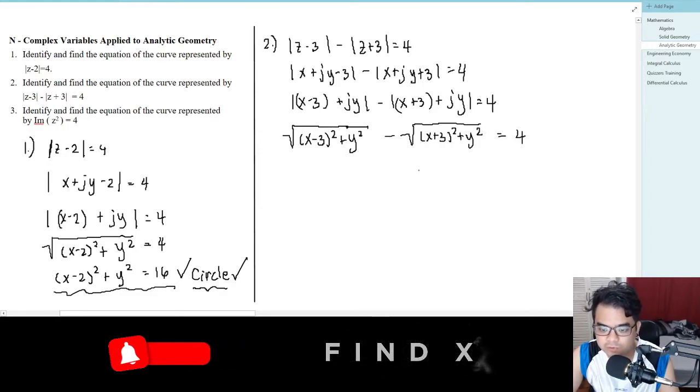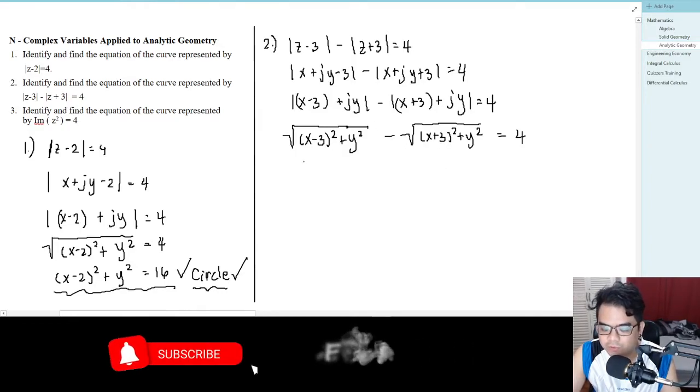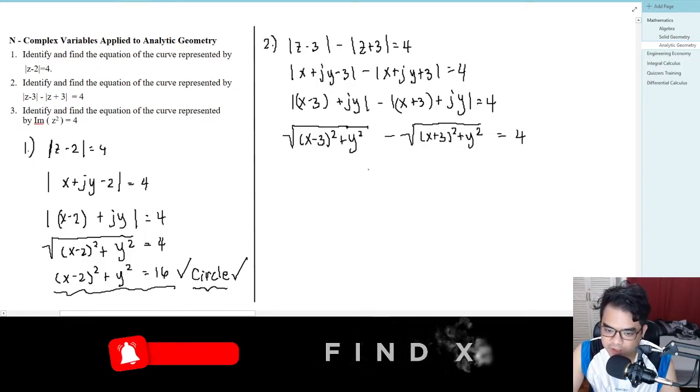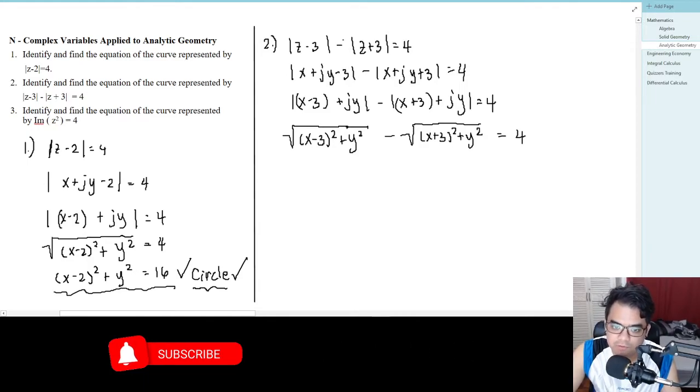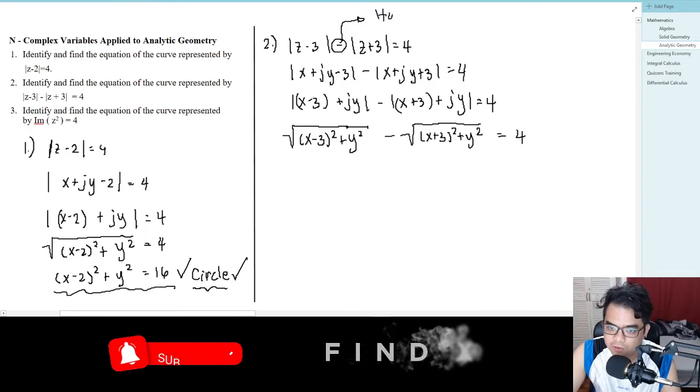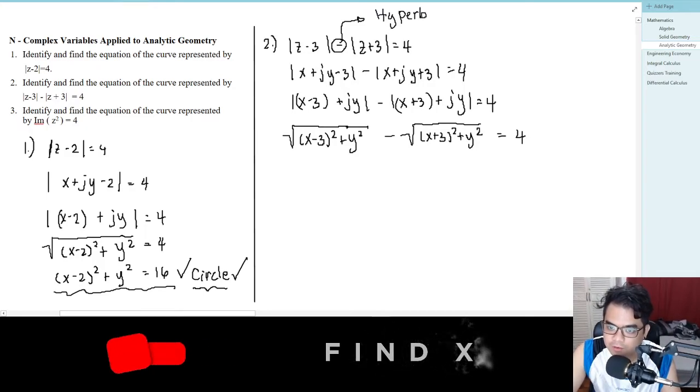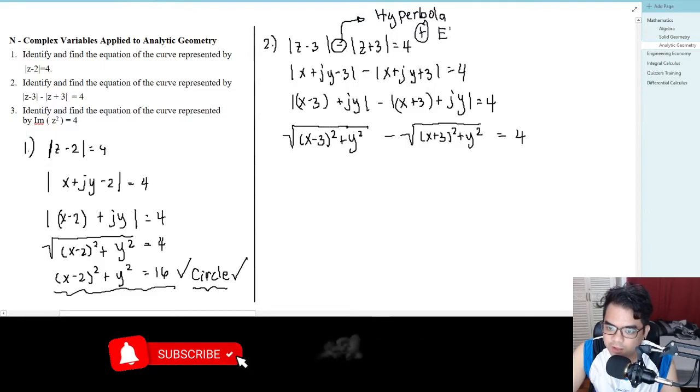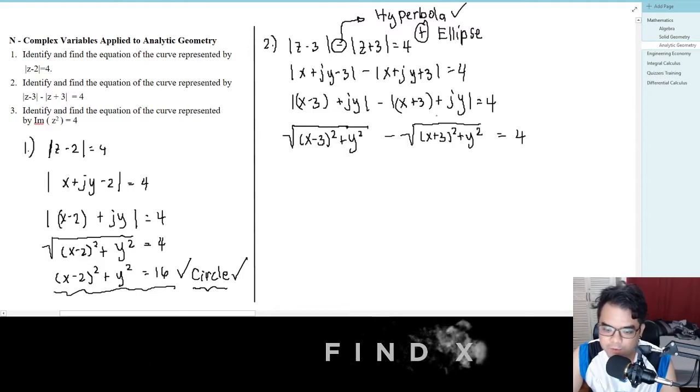Okay? So all you have to do is square both sides here and you will be able to eliminate the square root. I won't be solving this algebraically anymore, but I can give you the answer. Actually, this is really easy. If you see that this is negative, then it is already a hyperbola. If that is positive, of course, that will be an ellipse. Therefore, the answer for this one should be a hyperbola.